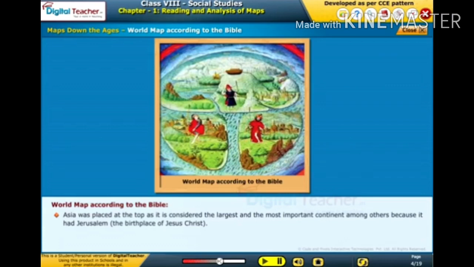Asia was placed at the top as it is considered the largest and the most important continent among others, because it had Jerusalem, the birthplace of Jesus Christ. Moreover, Europe and Africa were shown in smaller sizes at the bottom.